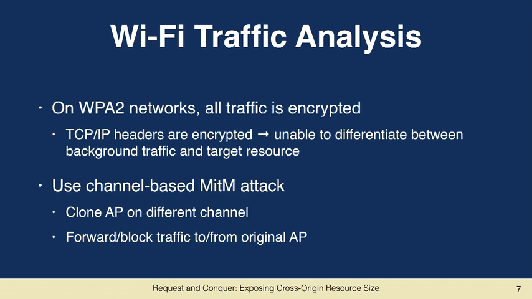It becomes impossible to know whether a packet belongs to background traffic or a target resource. And in order to still perform the attack, we propose to use a channel-based man-in-the-middle attack. In this attack, the attacker clones the access point, but on a different channel, and then he prevents the connection between the correct access point and the client. So he basically acts as a man in the middle, and then he will selectively forward traffic coming to or from the access point.